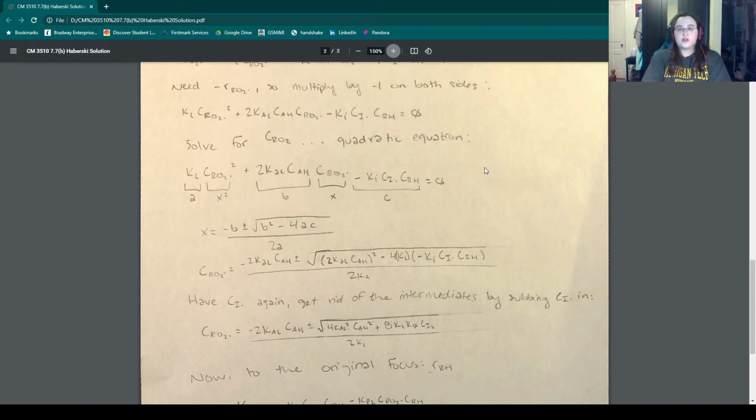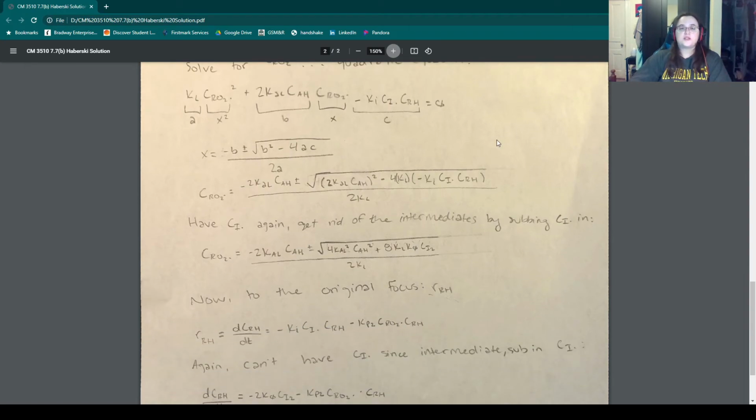And this is going to be a quadratic equation because if we look at this, we can take our concentration of RO2 to be x, and since there's a squared term, that's going to be our x squared term. And then, as you can see, I've labeled all of the rest of the sections of the equation, and we're going to use our quadratic formula in order to solve. So, as you may recall, this is x equals -b plus or minus the square root of the quantity of b squared minus 4ac all over the quantity of 2a.